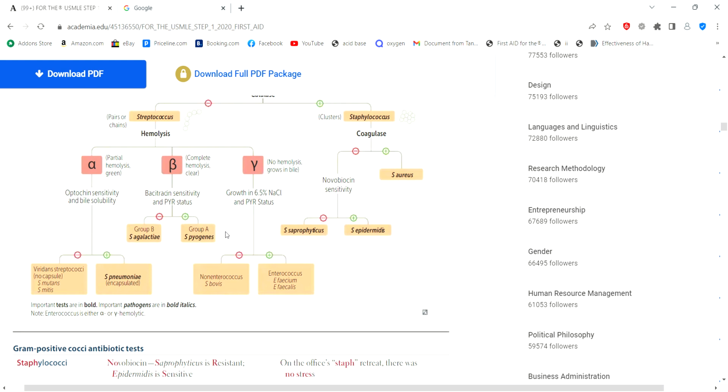So remember, bacitracin resistant, and also remember PYR resistant. I just remember PYR negative. It's always easier. Nobody's going to ask you what PYR stands for. You just have to know it's PYR negative. Okay, next.